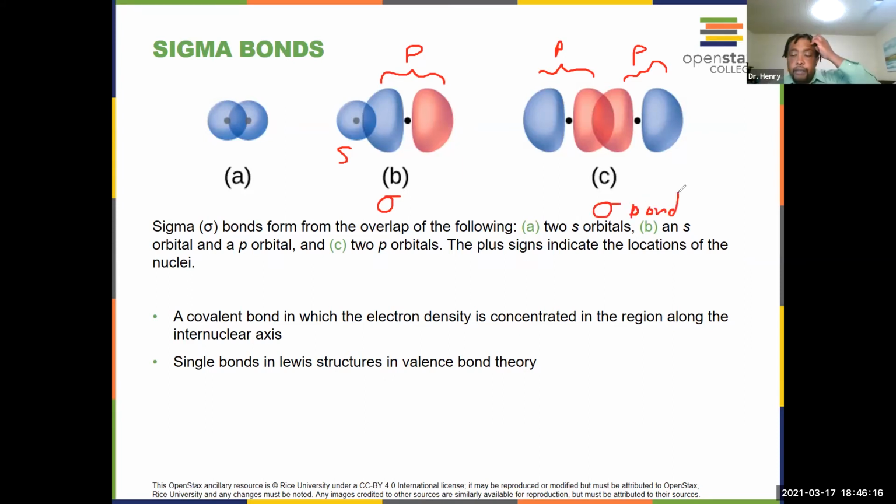Now the thing about a sigma bond is that it only represents a single bond. So when we're talking about, let's say, oops.